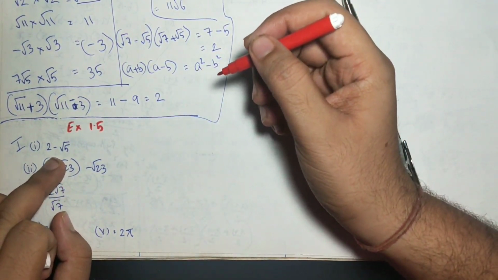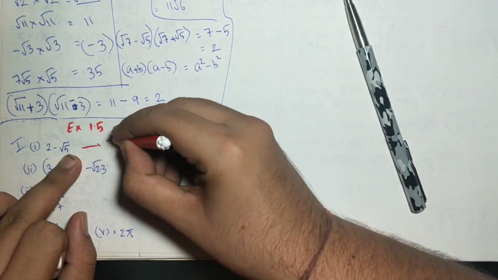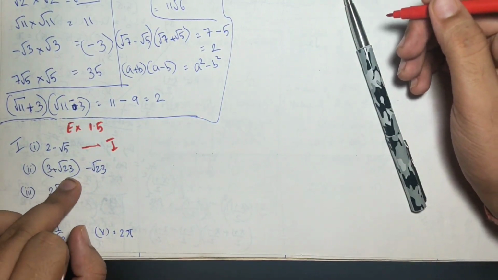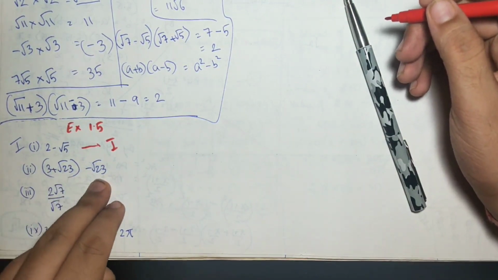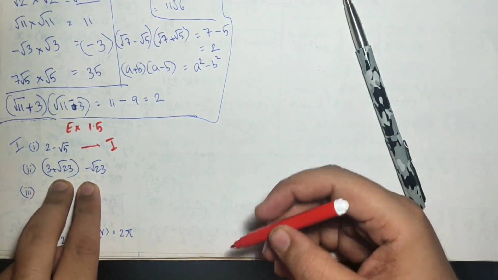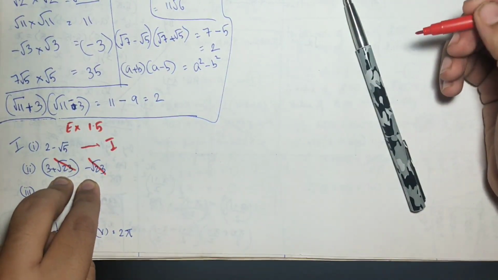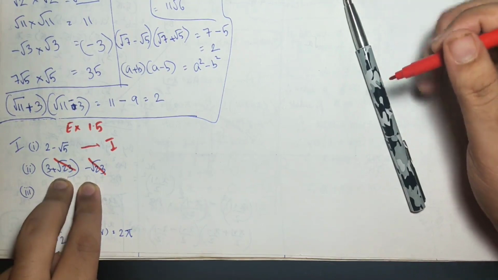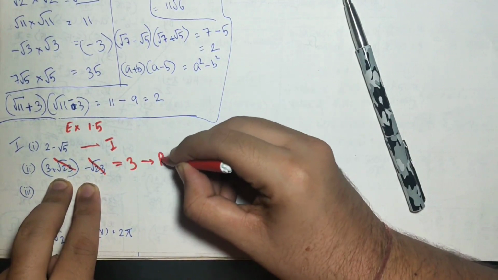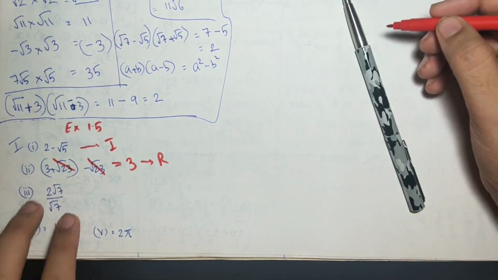2 minus root 5. A rational number and an irrational number are getting subtracted. It will always be an irrational number. 3 plus root 23 minus root 23. As you can see, though this number seemed to be irrational, this root 23 will get cancelled out. If root 23 gets cancelled out, that means only 3 remains. So that is rational. This number is not irrational, this is rational.